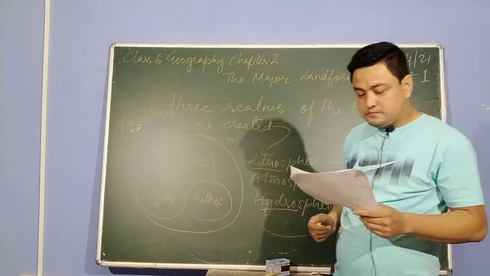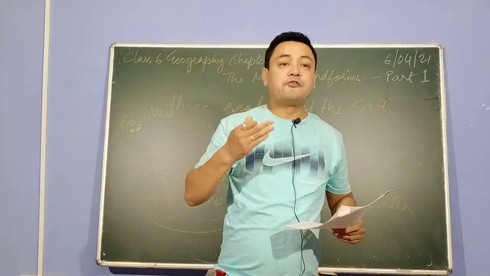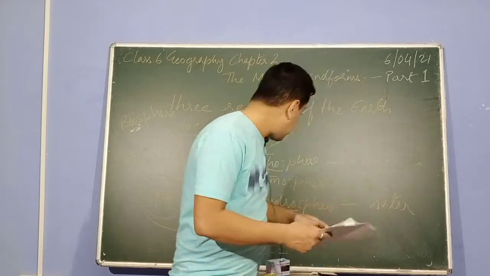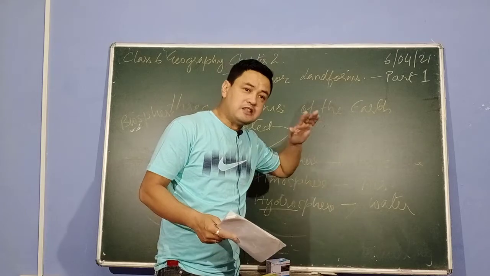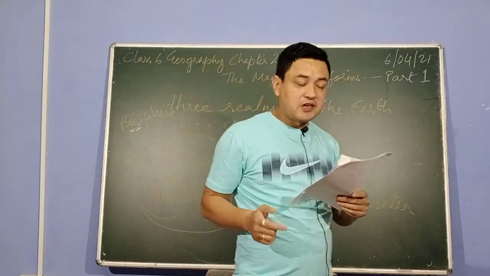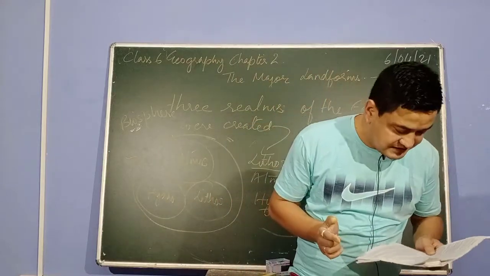So this atmosphere contains life-giving gases. So this atmosphere is one of the most important things that keeps life on the earth, because it has got life-giving gases, the oxygen for humans and animals, and carbon dioxide for plants.